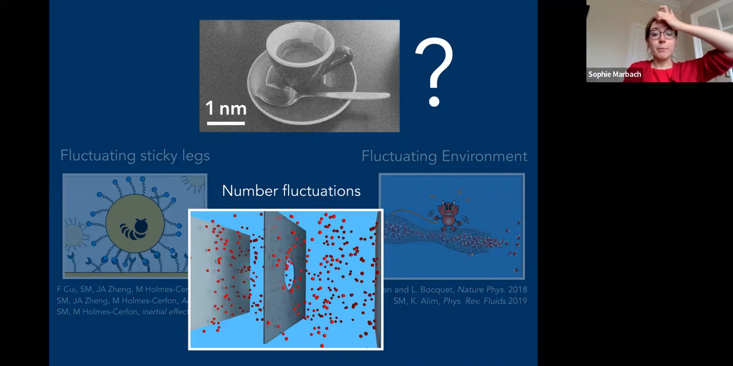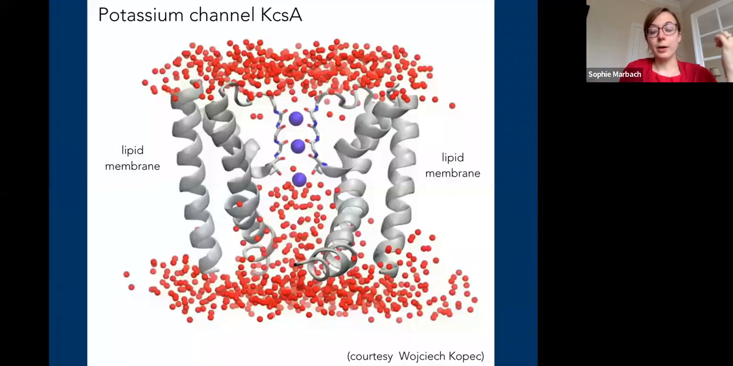Okay, so to be a bit more specific and give a concrete example, let me show you a picture of a molecular dynamics simulation of the potassium channel KcsA. This channel is a very important channel in our body. Here, the channel is represented by these white ribbons that represent the protein structure. Then there's a small confinement in the middle where you can see purple balls. Those are the potassium ions going through. All the rest of the molecules, which are red, represent water molecules.